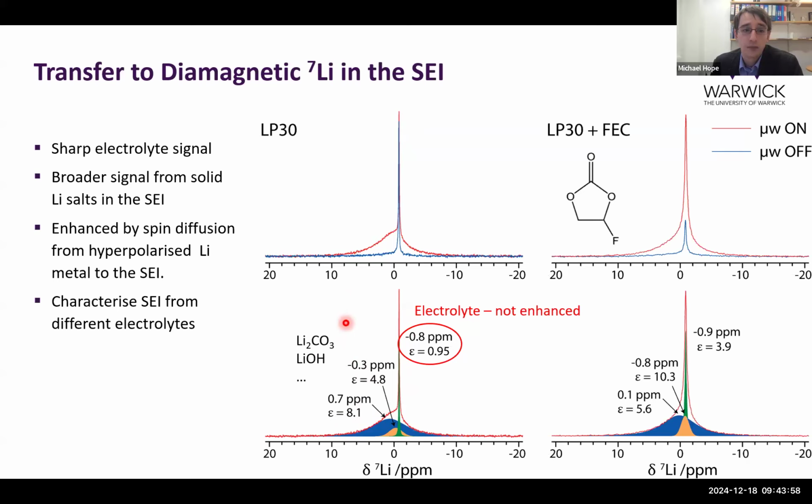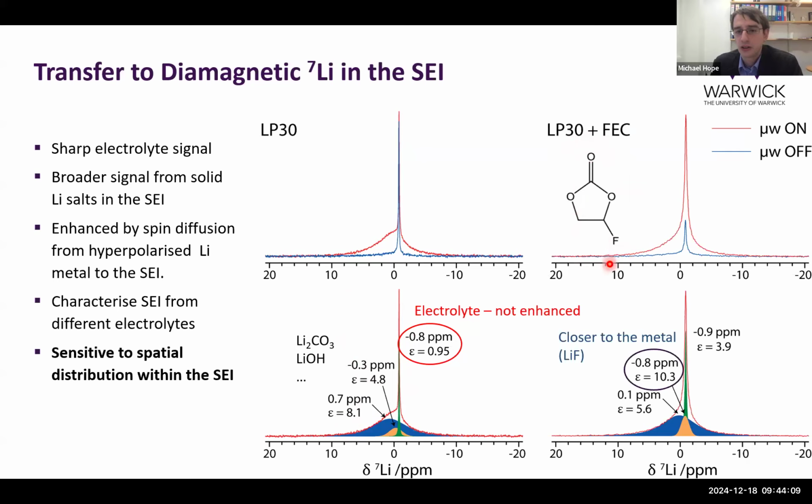We then looked at 2 different electrolytes. In particular, we looked at the effect of this additive fluoroethylene carbonate, which has been shown to give a more stable SEI. Here, the interesting thing is that we see different enhancements of different species. And so the species that have a larger enhancement relative to the other species should be closer to the metal surface. So we now use the relative enhancements to get spatial distribution through our sample.